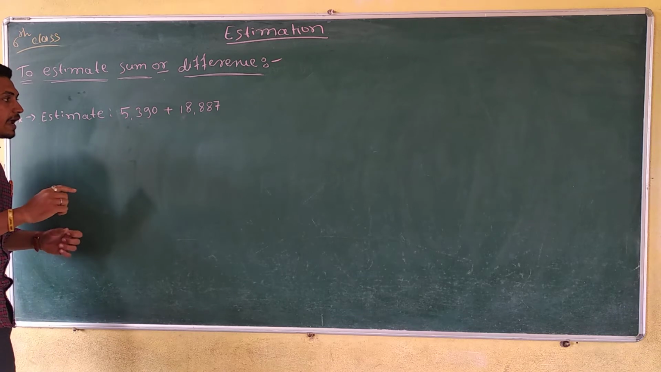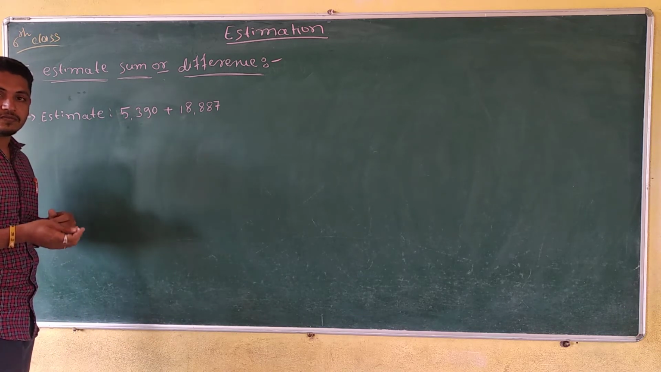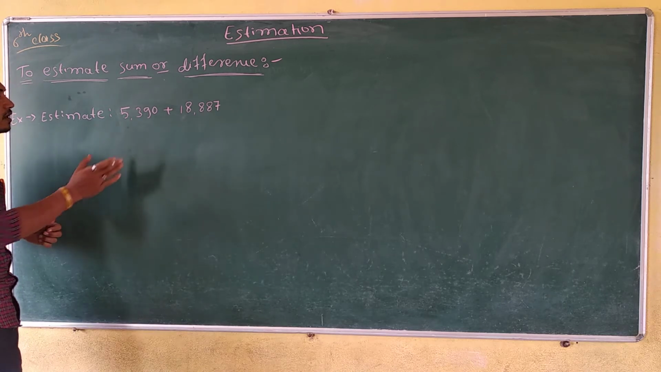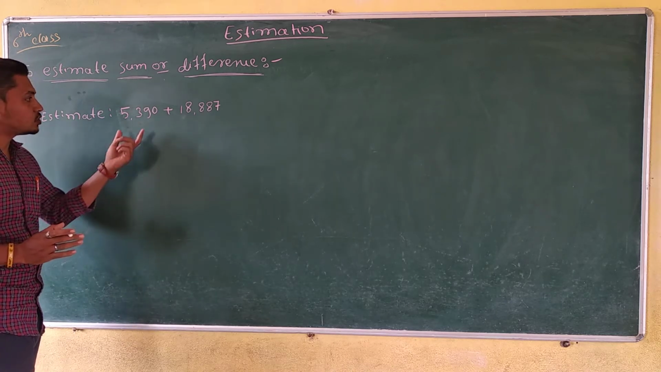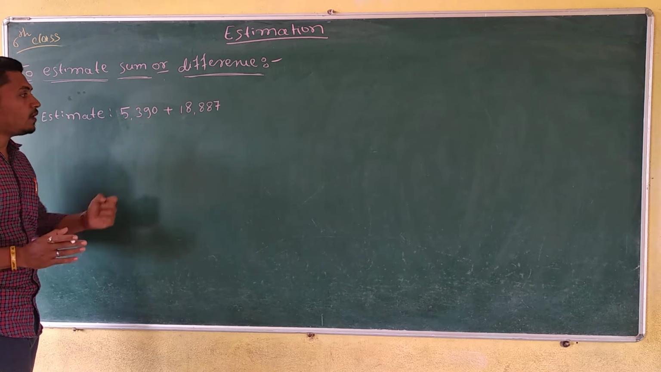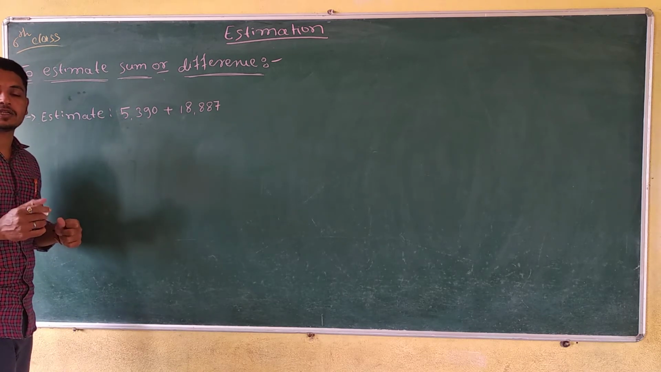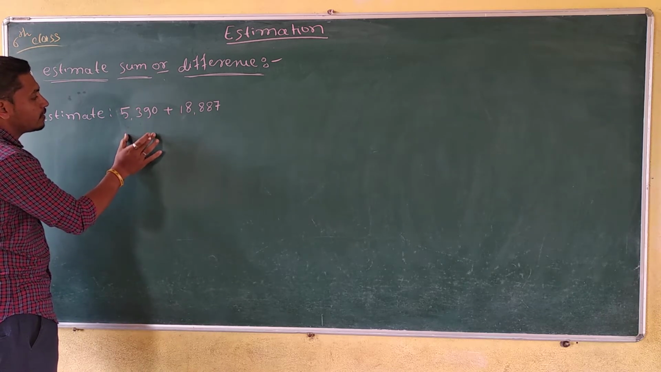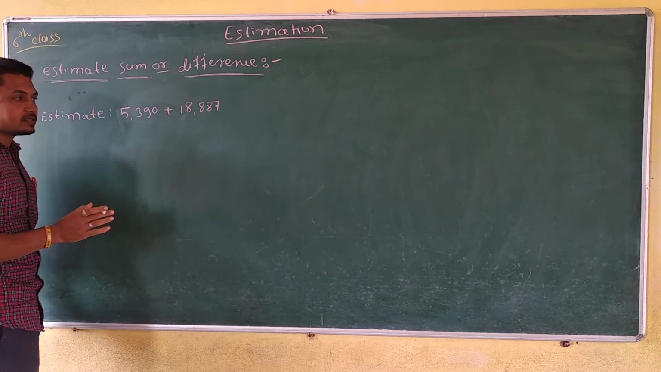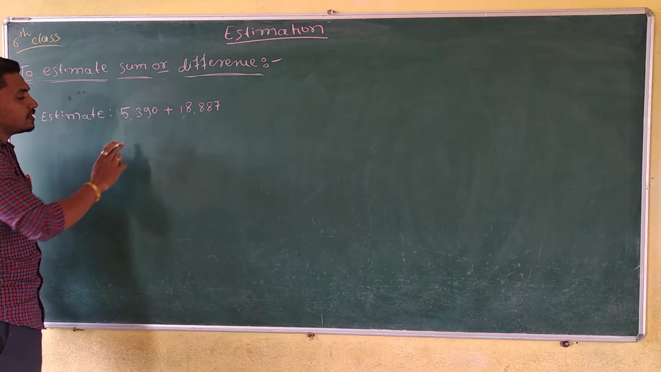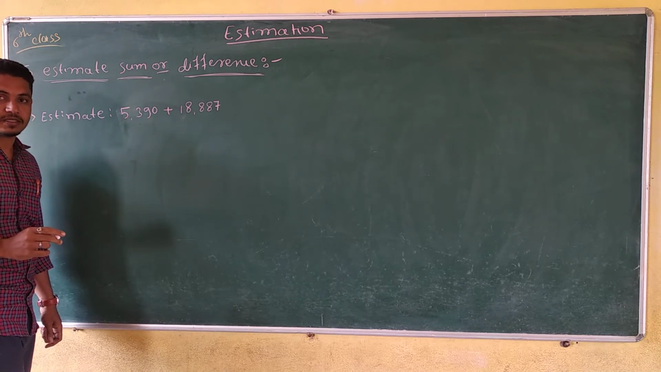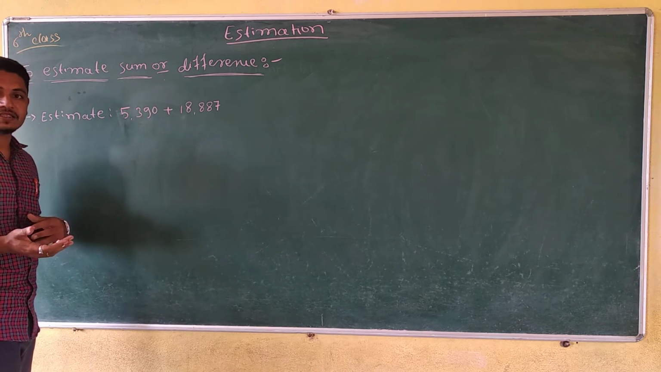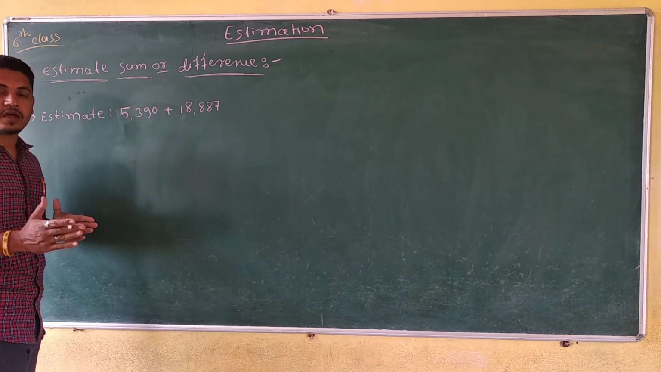Before adding, first we have to find their rounding up nearest to 1000. Why do we have to round up to the nearest 1000? Because these numbers have 4 digits, which means the last digit is in the 1000 place. Is it right? So now we have to round up to the nearest 1000 place.